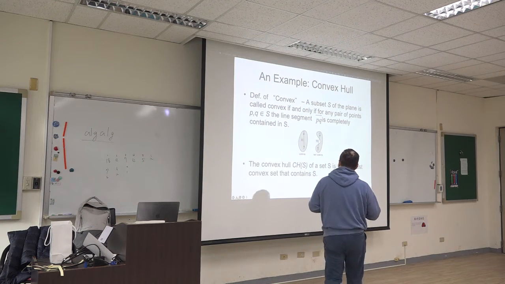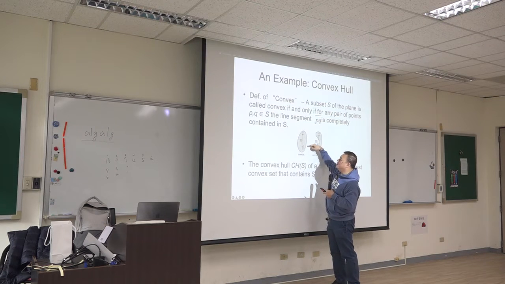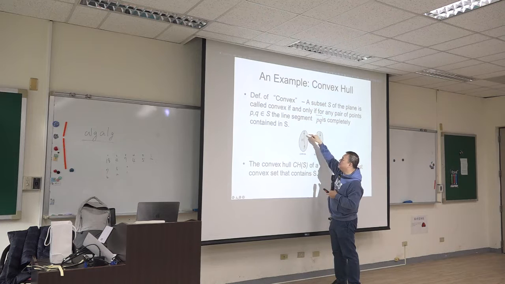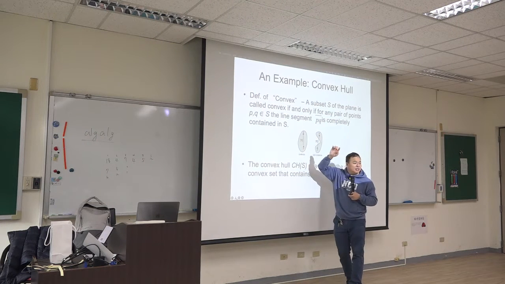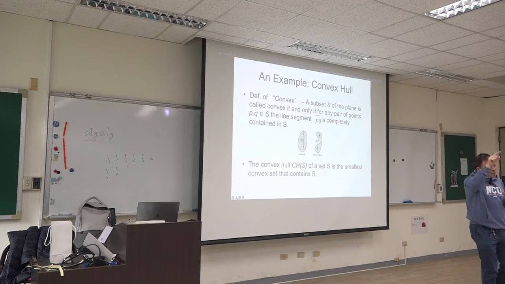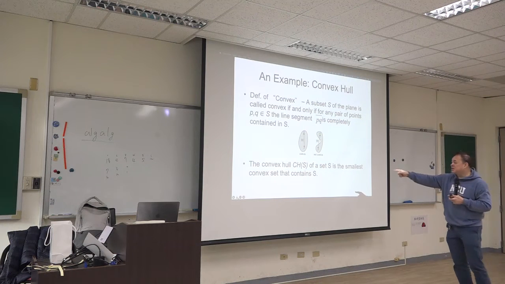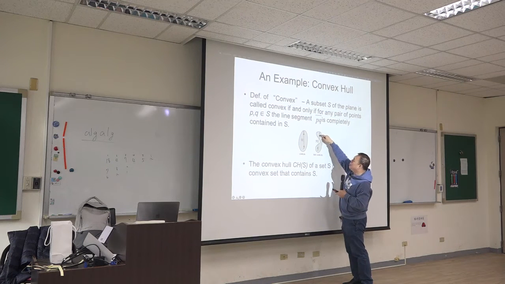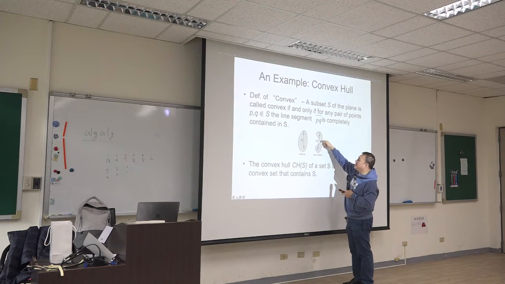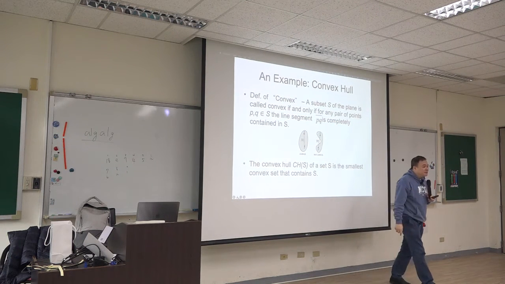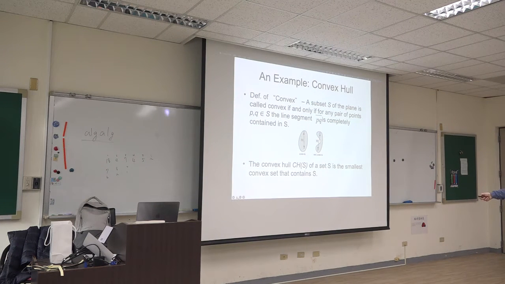Okay, so for example, let's draw a shape, something like this. If you have these two points, P and Q, arbitrarily picked, and you consider the whole segment, you can see this whole segment is in this set, right? And if you pick any two points, the segment of these two points is always in this set. If you have this property, then that set is considered convex, okay? So this is convex. But this is not convex, right? Why? Because if you pick two points like this, and you draw a segment, obviously part of this segment is not in the set, right? So on the left hand side, this is a convex set. On the right hand side, this is not a convex set, okay?